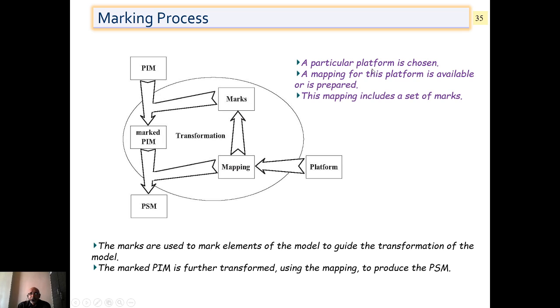PIM, a particular platform is being chosen. A mapping for this platform is available or is prepared. Both of the cases are the stories. This mapping includes a set of marks. Now you know the marks is a concept that has been existing with PSM. So marks will be having mappings to the platform, and these mappings from PIM to PSM.